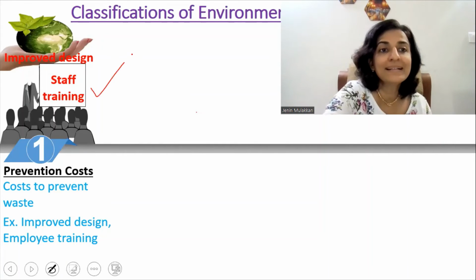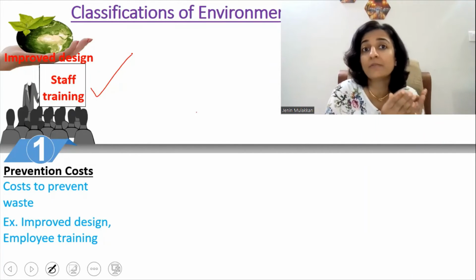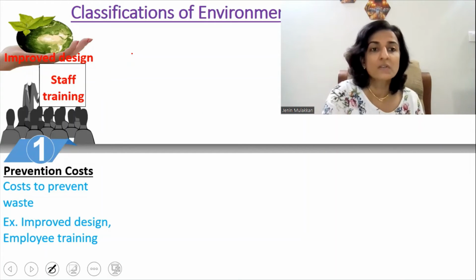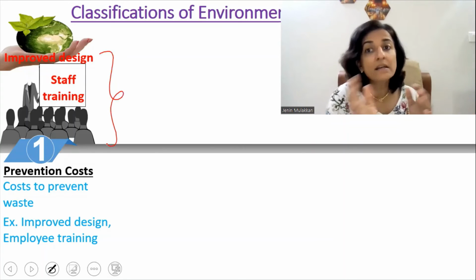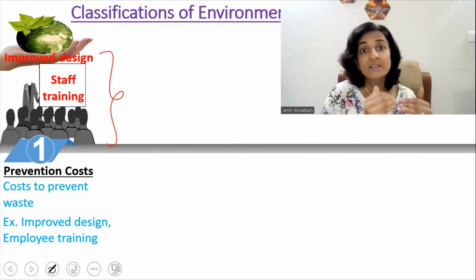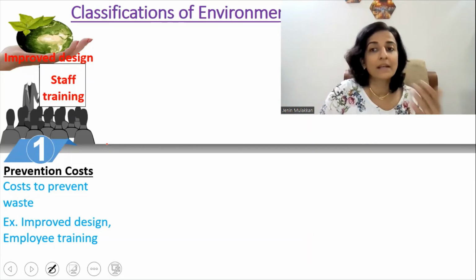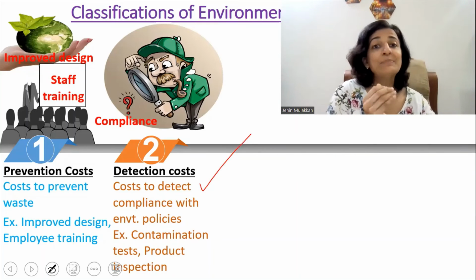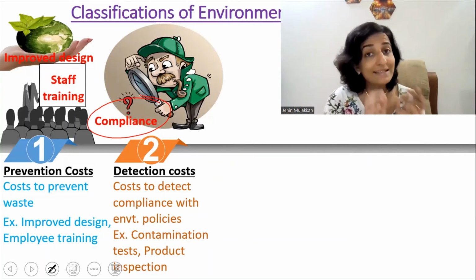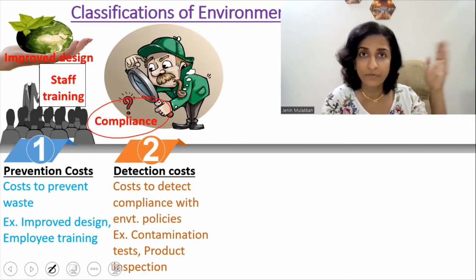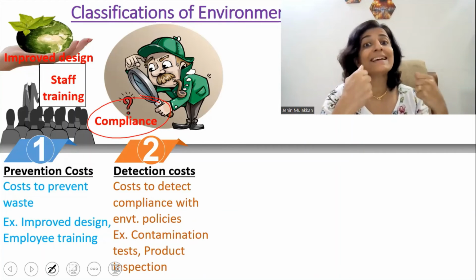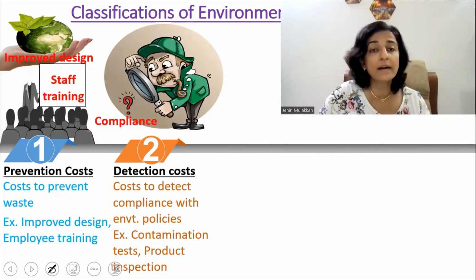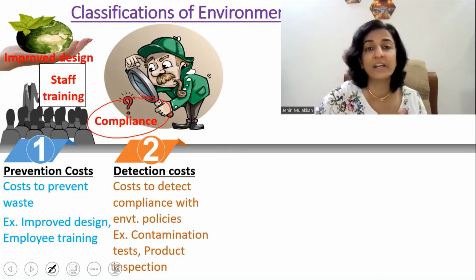Another example is staff training. Only if the staff is well trained will they be careful enough to avoid the wastage. So always note that these expenses are incurred before the actual production takes place so that we can prevent the wastage. Now, the second type of cost is the detection cost. These are costs to detect compliance with environmental policies. These environmental policies may be either because of a legal obligation or the company may be setting standards on its own. So, contamination tests and product inspection are all done to ensure compliance with the environmental policies.